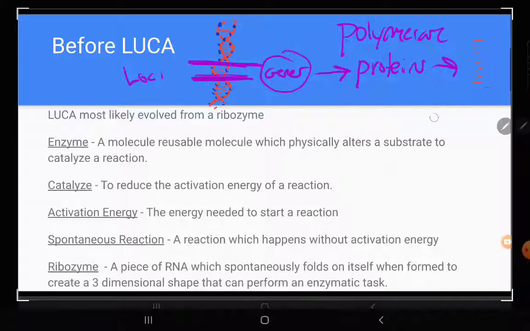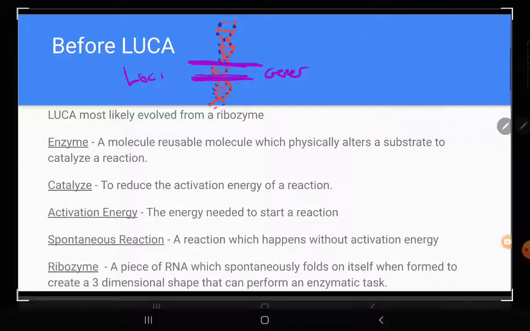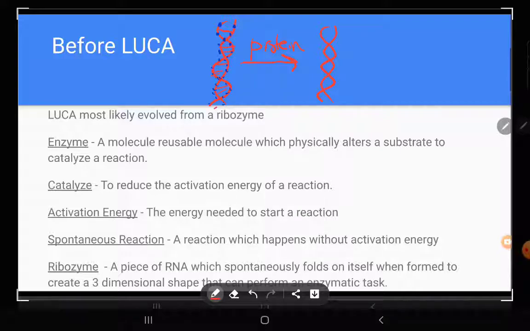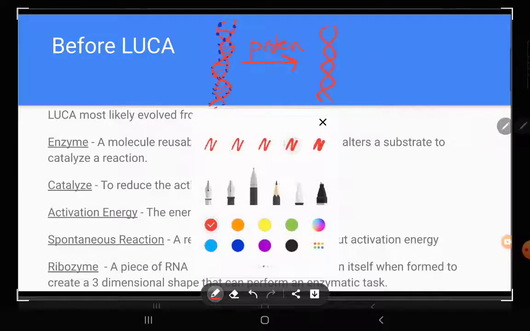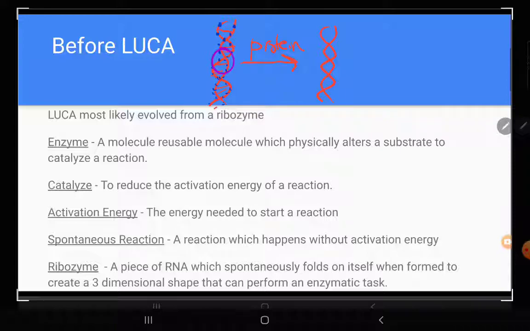So this is the problem, right? Let me erase all this. DNA can make more DNA, but it needs a protein to do that. And the protein also needs the DNA. Protein cannot exist without the gene on DNA. And then the DNA can't exist without the protein. So it's a chicken or the egg thing. What came first? Well, most likely, it was neither.